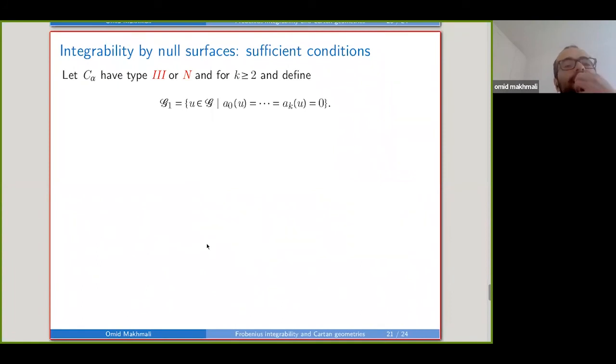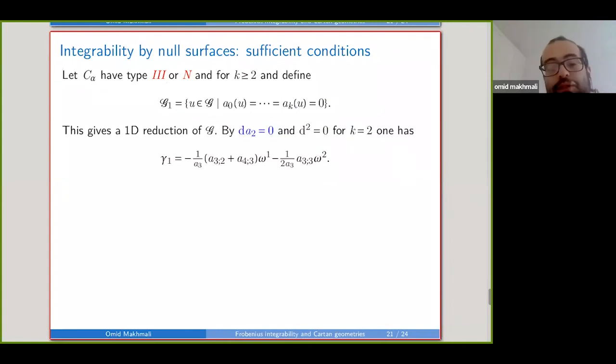Okay, so if we now want to find some sufficient conditions for integrability by null planes, then by null surfaces, let us assume that the quartic has a repeated root of multiplicity 3 or 4. Then as before, we consider the codimension one subbundle of the principal 10-dimensional principal bundle at which, let's say in dimension 3, in Petrov type 3, A0, A1, and A2 are 0. Then this gives again, like before, a one-dimensional reduction. And again, we are setting A0, A1, and A2 equal to 0.